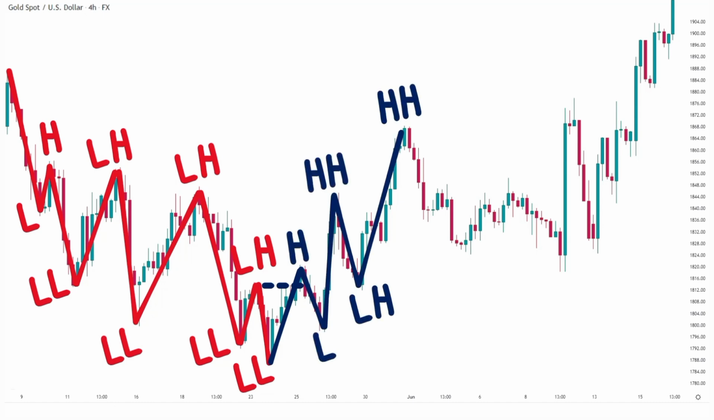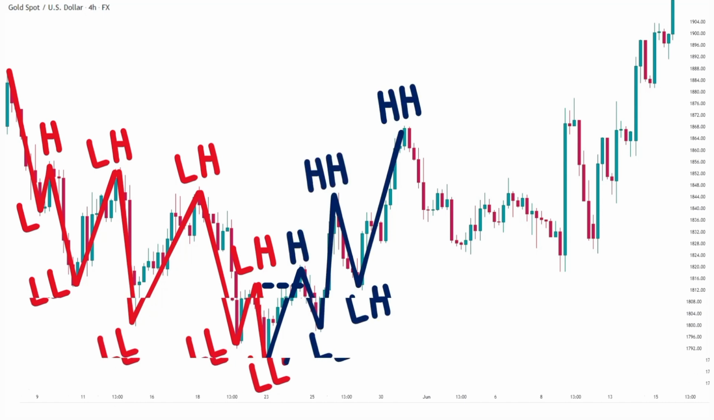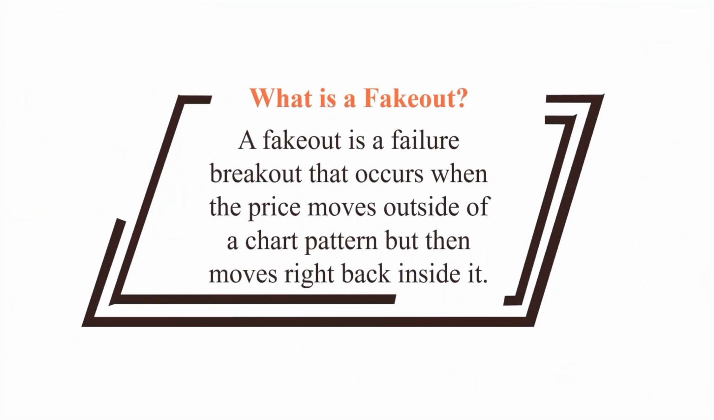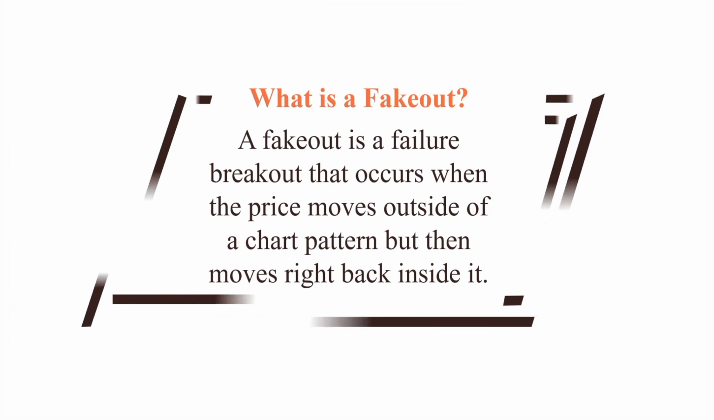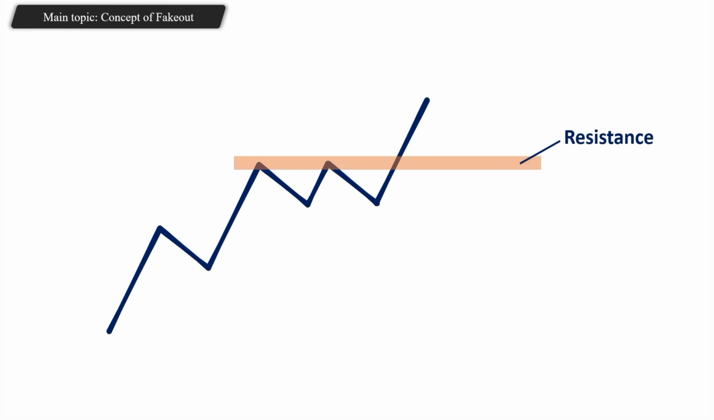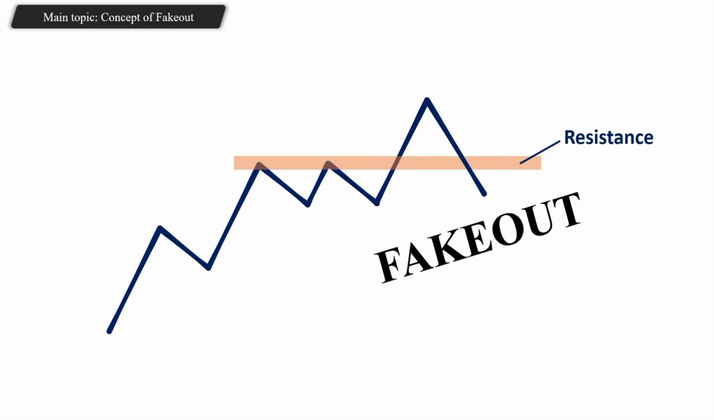Now that you know trend and market structure basics, let's talk about fakeouts. A fakeout is a failure breakout that occurs when the price breaks outside of a chart pattern but then moves right back inside it. Imagine we are in an uptrend, and the market breaks resistance to the upside. So when the market pulls back to this zone, we expect this level to act as support now, and reject the market to the upside. But if it breaks right through without any hesitation, we call this a fakeout.